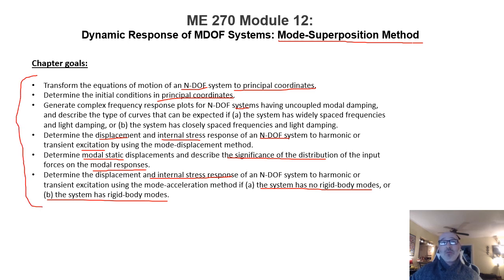Like I said, though, I will be focusing most of my lecture and example problems on the superposition method and some of the previous methods from earlier in the semester that lead up to that, and going through these problems in a little bit more detail.